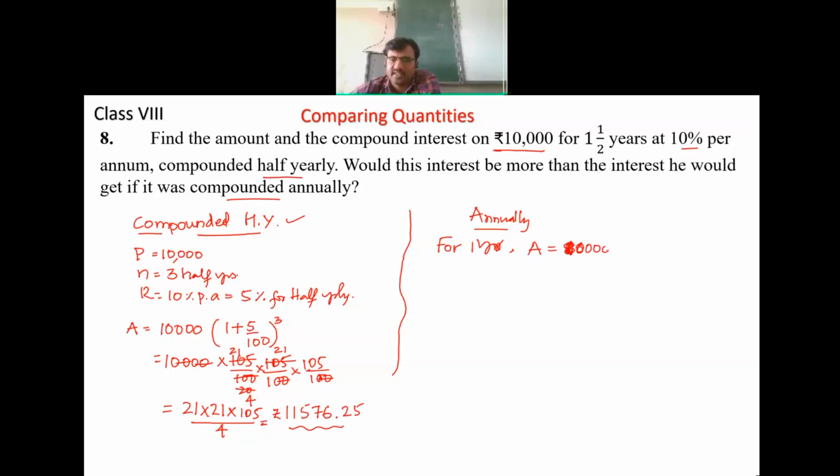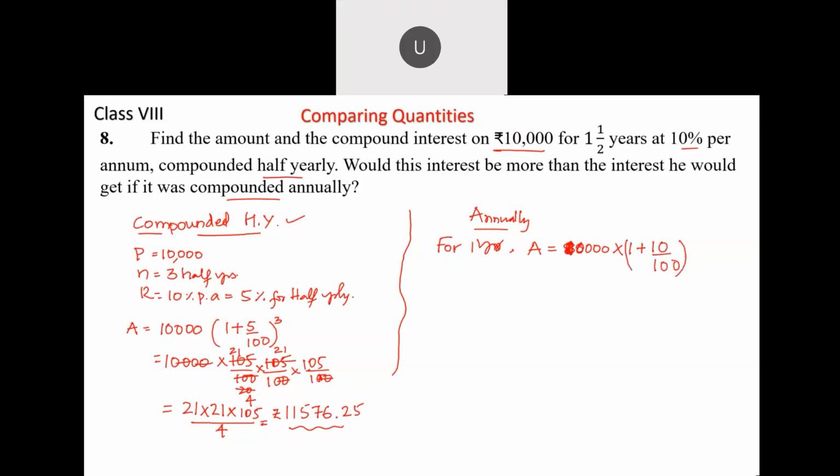into 1 plus rate of interest. Now tell me, what is the rate of interest? 10%. Correct, very good. 10 divided by 100, bracket closed, to the power 1.